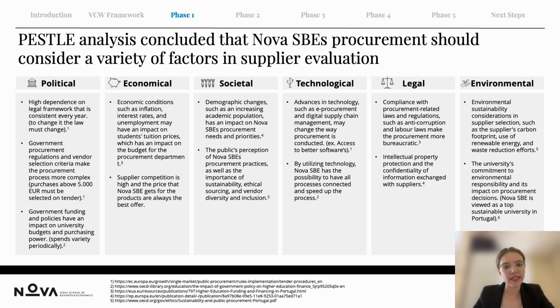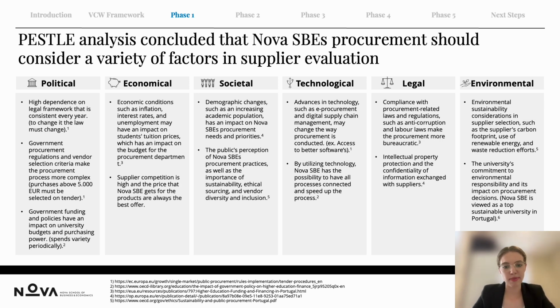So let's start with the political aspects. There's always a high dependence on legal frameworks. Moreover, from an economic perspective, economic conditions such as inflation change the tuition fees for the students, and that also means that the budget for the procurement department might change. Moreover, the changes in demographics.